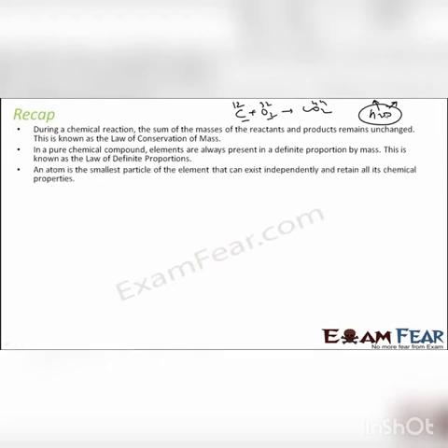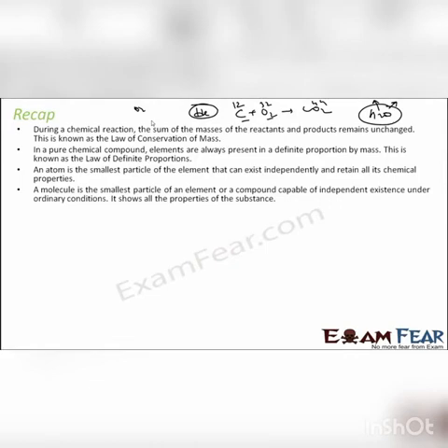Atom is the smallest particle of the element that exists independently and retains all its chemical property. In very few cases it does, but mostly it is in the form of molecule. For example, you will see oxygen molecule. But in some cases atom also exists independently, for example, helium.